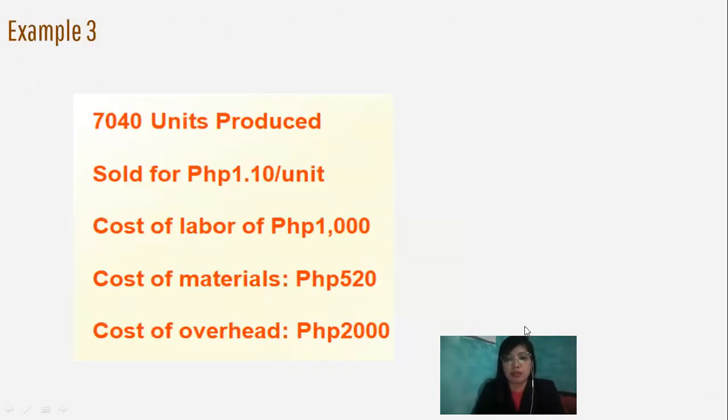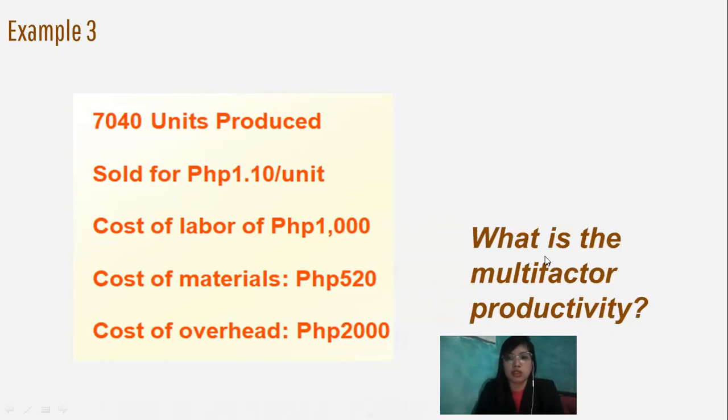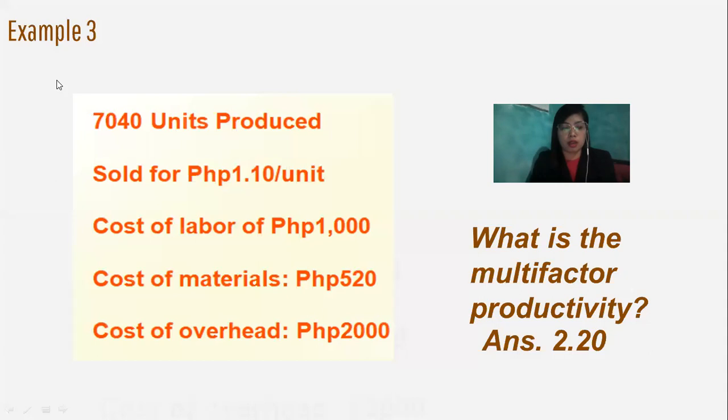Number three. What is the multi-factor productivity? We have here 7,040 units produced and sold for 1.10 pesos per unit. This is just an example. The cost of labor is 1,000 pesos, the cost of materials is 520, and the cost of overhead is 2,000 pesos. When we say overhead cost, this is the ongoing expense of operating a business. So the answer here is 2.20.